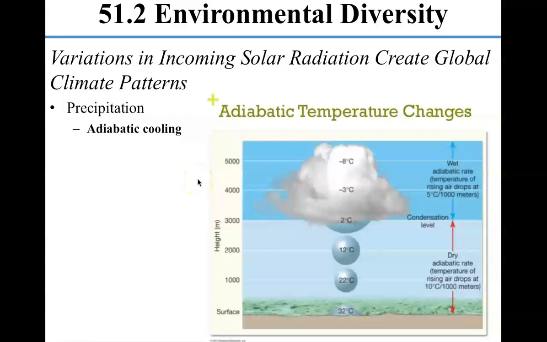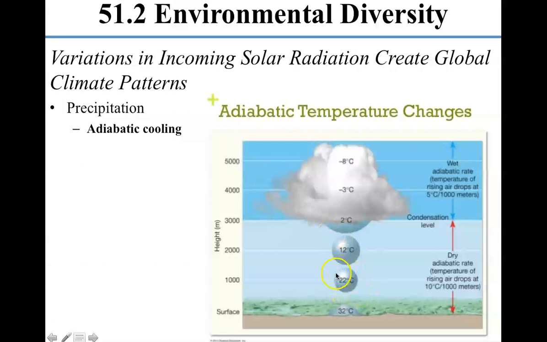In other words, if you heated up an iron in the fire, it would get hot, and then when you took it away from the fire, it would radiate heat until eventually it was cool enough so that you could touch. That's just regular heating and cooling. Adiabatic cooling is a little bit different.